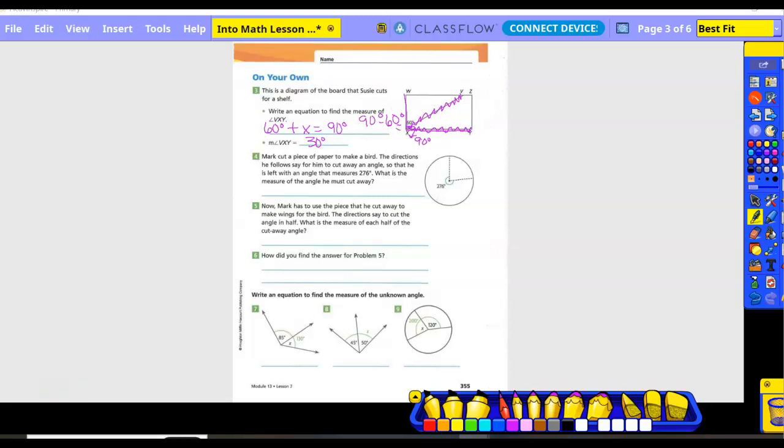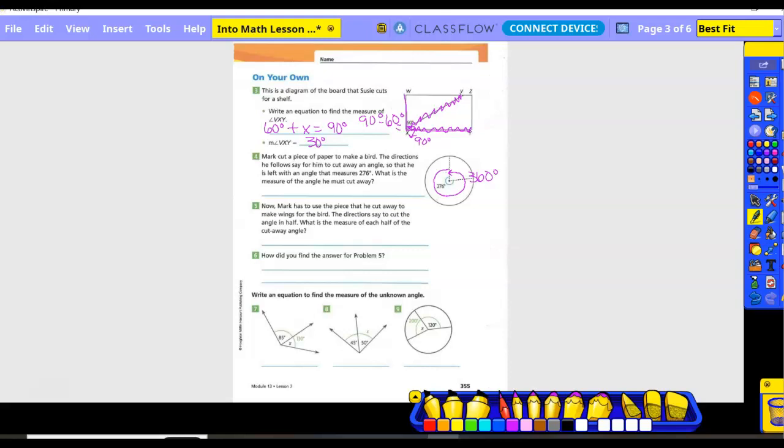Okay. Number 4, Mark cut a piece of paper to make a bird. The directions he follows say for him to cut away an angle so that he is left with an angle that measures 276 degrees. What is the measure of the angle he must cut away? Okay, so if I go from here all, let's draw there, circle with me. Okay, so if I go from here and go all the way back around to here, how many degrees is that? 360. Okay, and they want to know what this little piece that gets cut out, what the angle is.